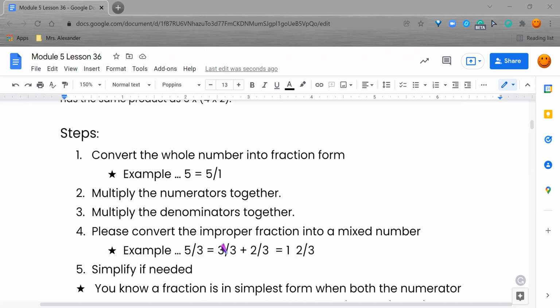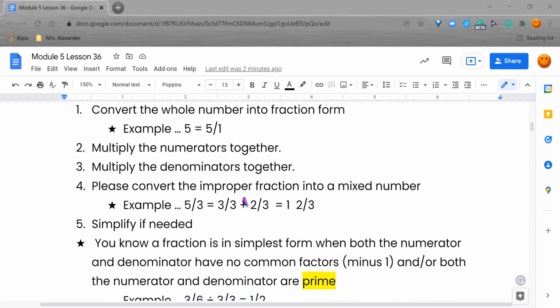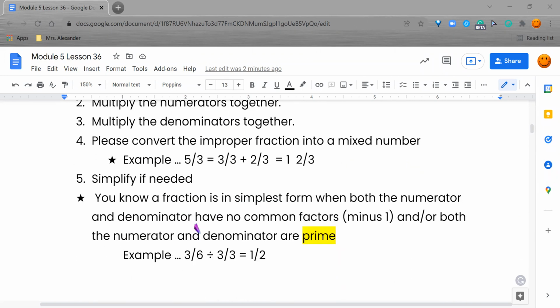So here are the steps we're using. We're going to convert the whole number into fraction form. Remember, you take any whole number and put it over 1. We're going to multiply our numerators together, then we'll multiply our denominators together. Then we'll put the numerator and denominator together to create a new fraction. And then we'll convert the improper fraction to a mixed number. Make sure the fraction is in simplest form. If not, make sure you're dividing by some number that can be pulled out of both numbers evenly.